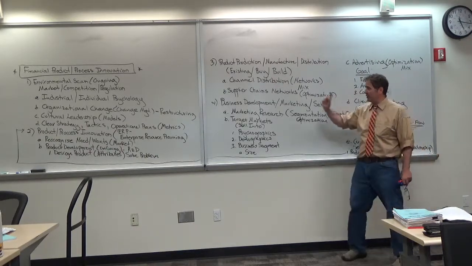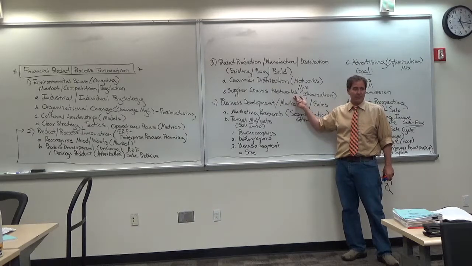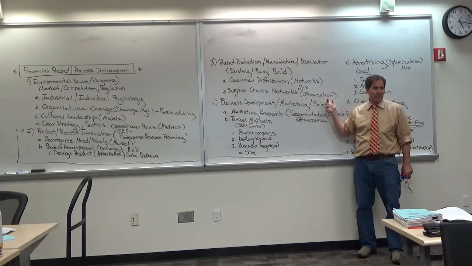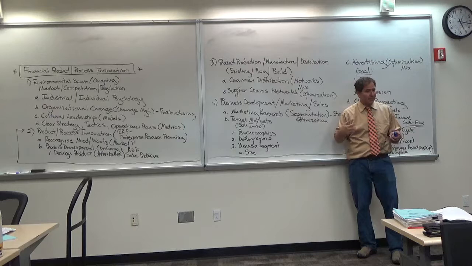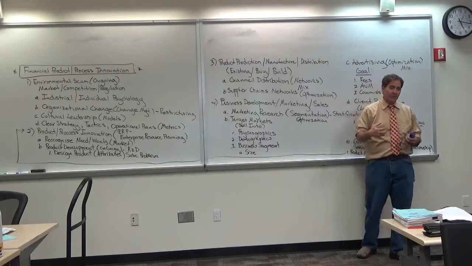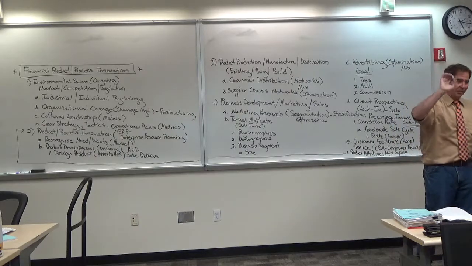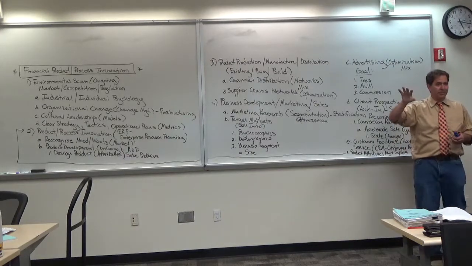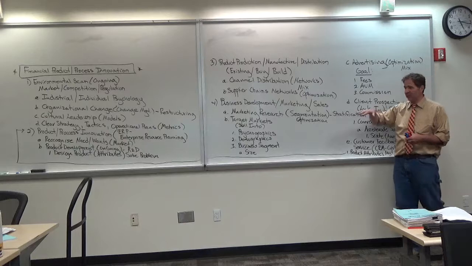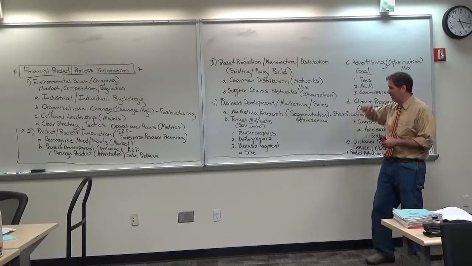Okay. Next, you've got to do the same thing with your supplier chain networks. Optimize the networks. You've got to figure out who the inputs are, because if you don't have the inputs to put into the process, you can't manufacture the product, and then distribute it through your distribution channels or affiliated distribution channels to maximize revenue.